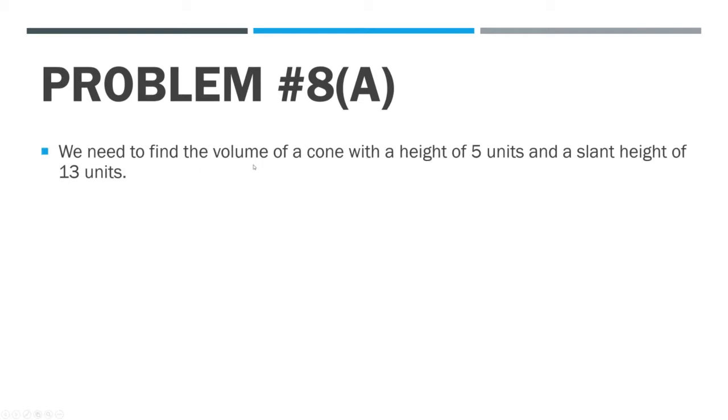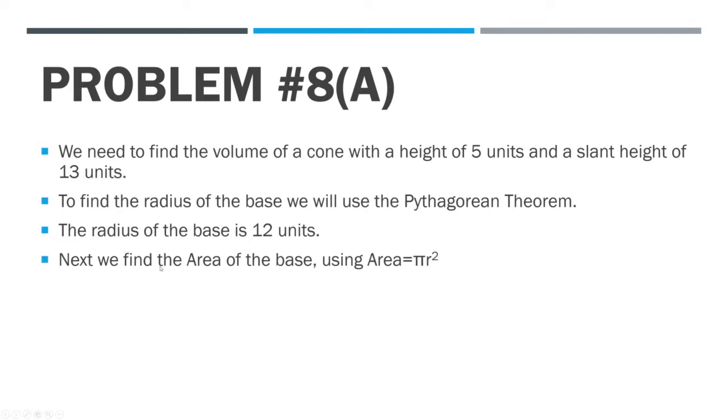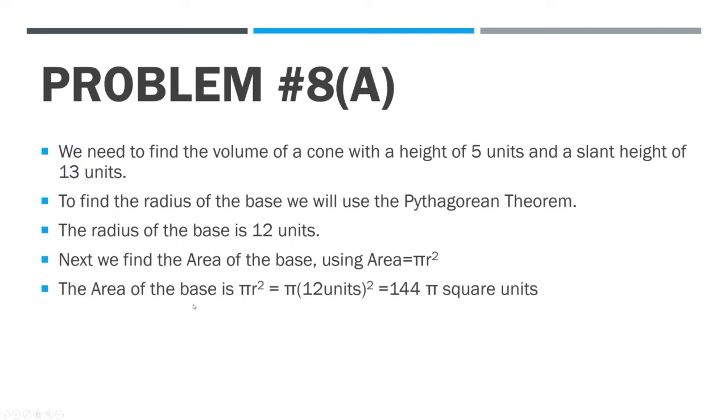In this problem, we need to find the volume of a cone with a height of 5 units and a slant height of 13 units. And we need to figure out the radius of the base. We'll use the Pythagorean theorem to do that. And we'll find that the radius of the base is 12 units. Next, we'll find the area of the base using the formula that the area is pi r squared. We know the radius is 12 units, so the area of the base ends up being 144 pi square units.